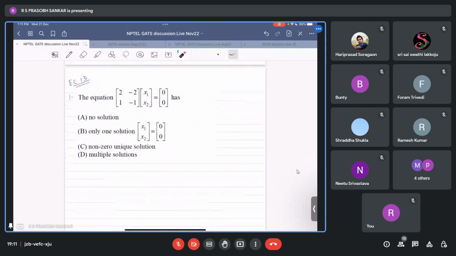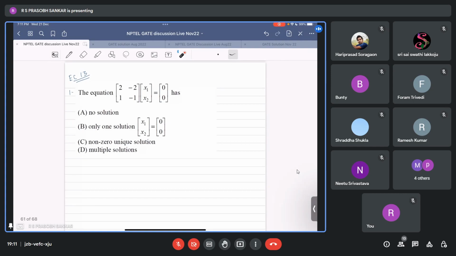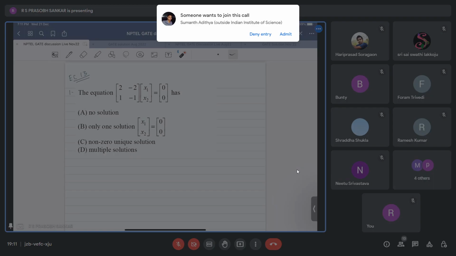So this is the first question that we have. We are given a system of linear equations, and we are asked to comment on the nature of the solutions to the system. The equation that we have here is the matrix 2 minus 2, 1 minus 1, times x1 x2, equal to 0 0. What is the nature? Do we have no solution? Do we have only one solution, which happens to be 0 0, or do we have one solution but it is not 0, or are there multiple solutions? So this is the question.